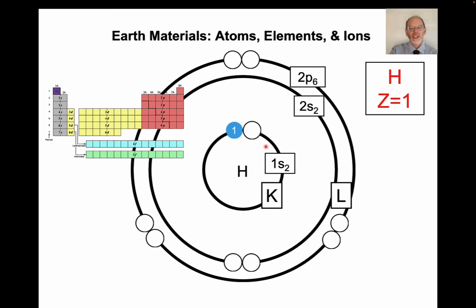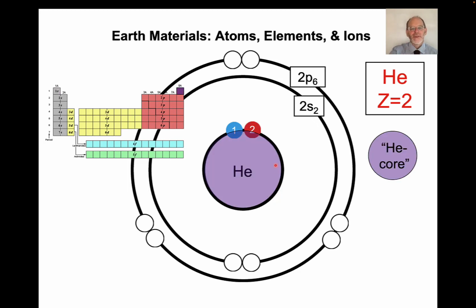So here's hydrogen. It has only one electron, which goes into the 1s subshell. And for helium, now we have one electron that has one spin direction, a second electron that has the opposite spin direction. This fills this shell. And as a consequence, this atom is extremely stable. It doesn't want to gain or lose electrons. That's why helium is a noble gas. It's very, very unreactive.